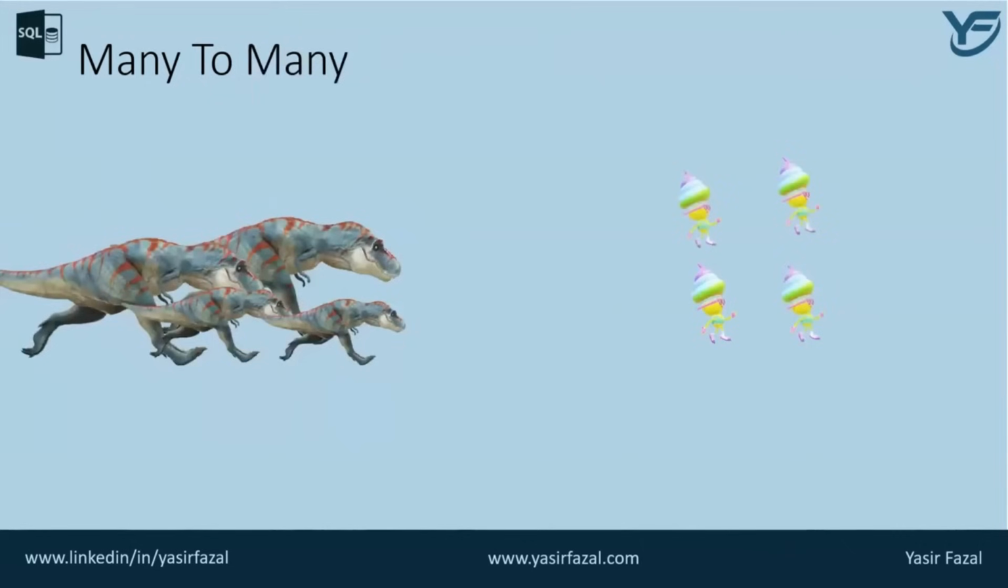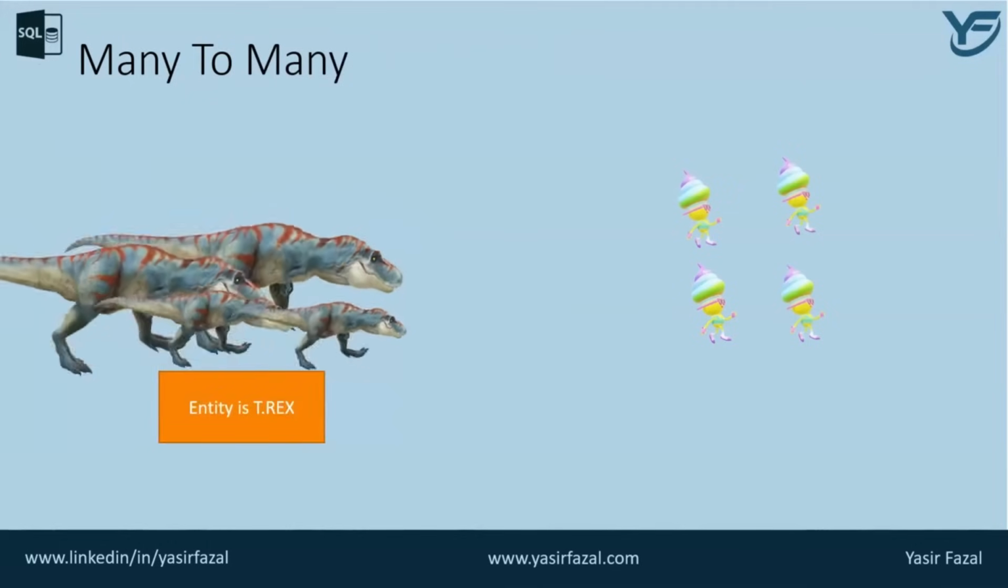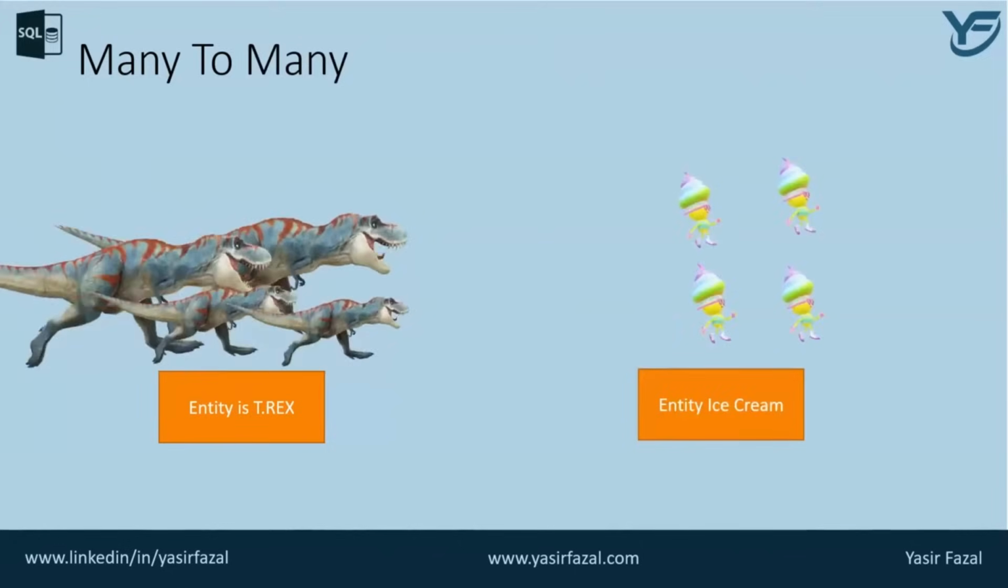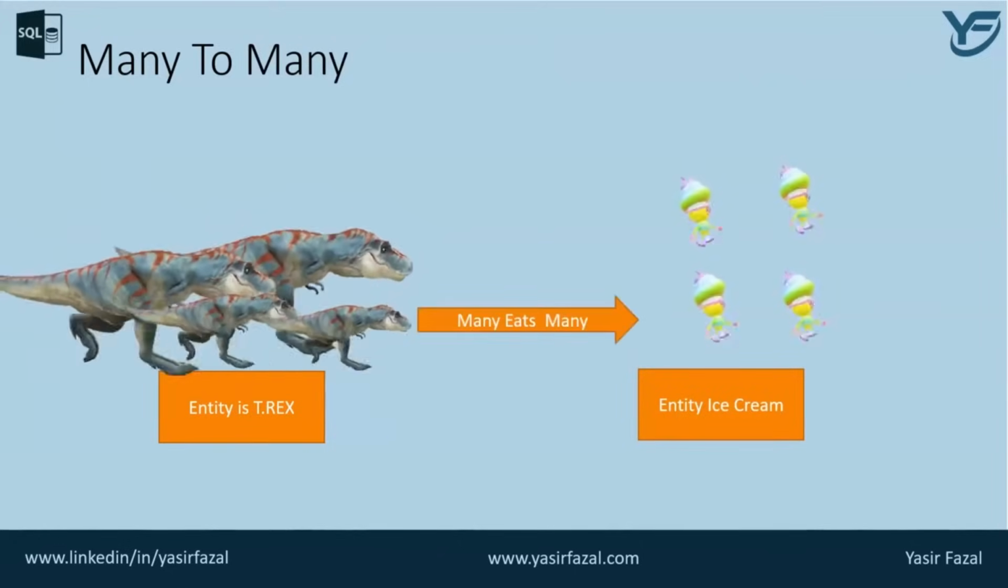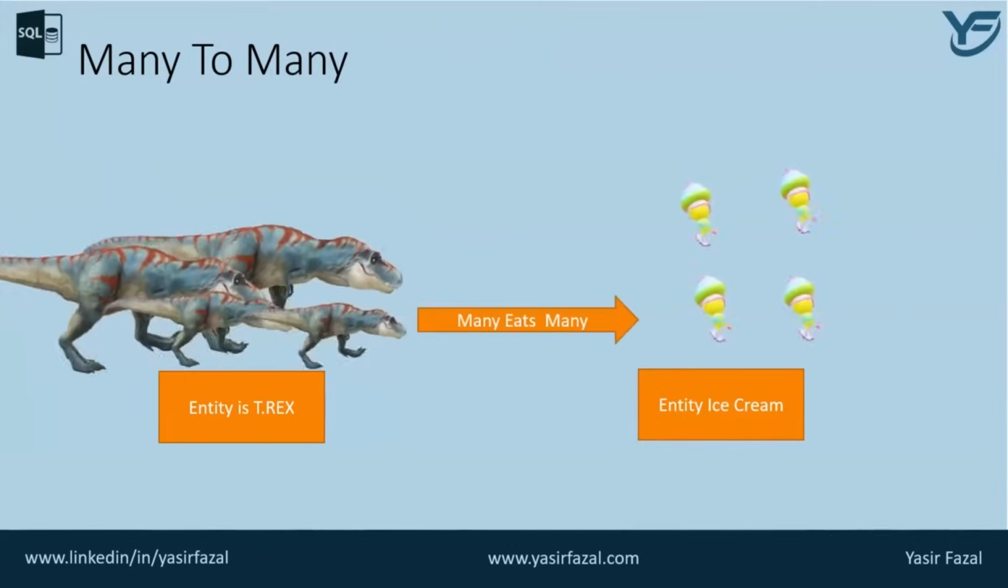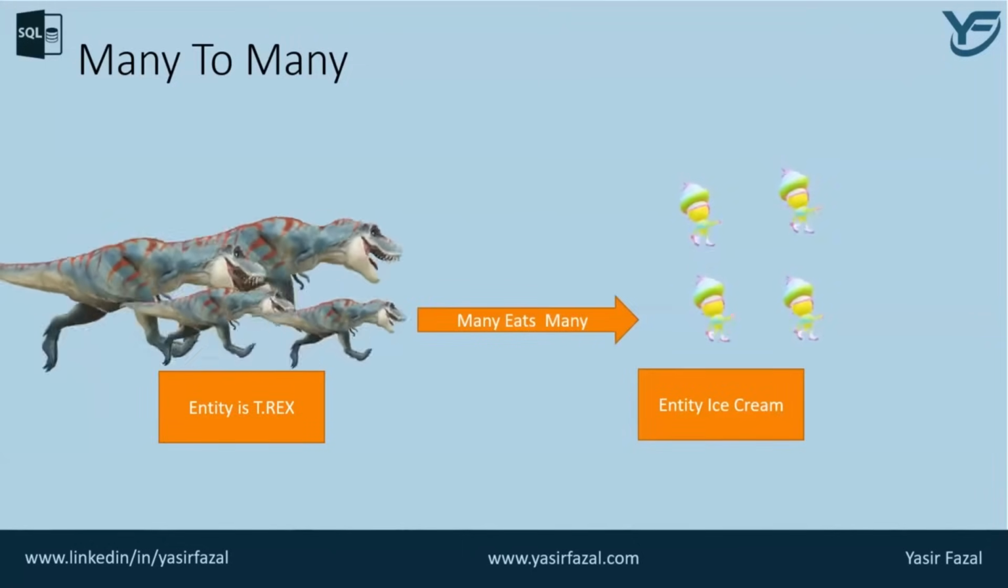So there is another cardinality, which is the fourth cardinality. It is basically many to many. And when we talk about many to many, it means many entities like T-Rex would like to eat many ice creams, and this relationship would be called many to many.